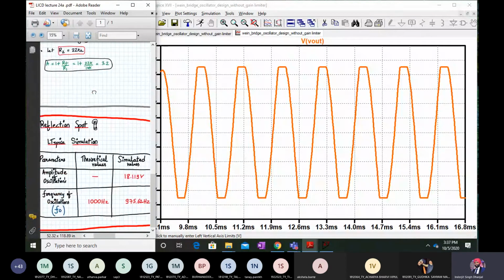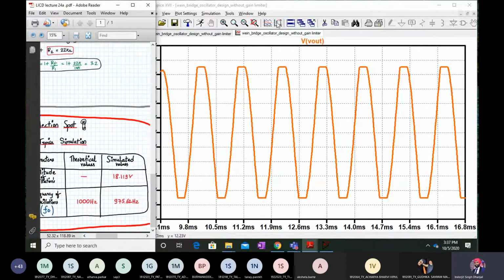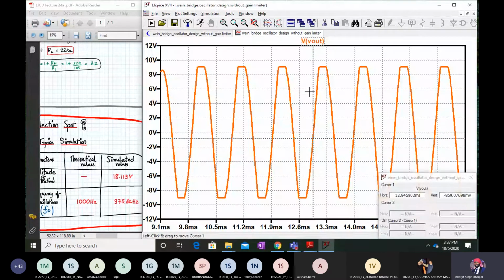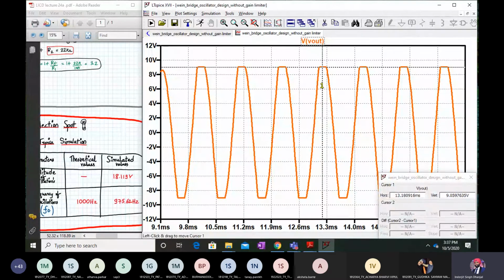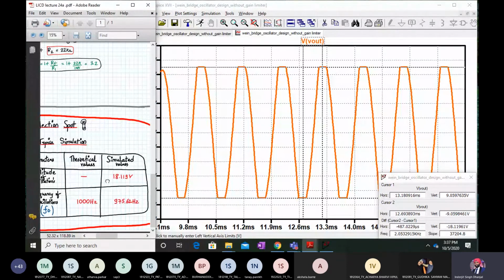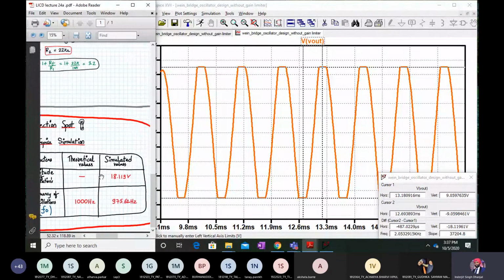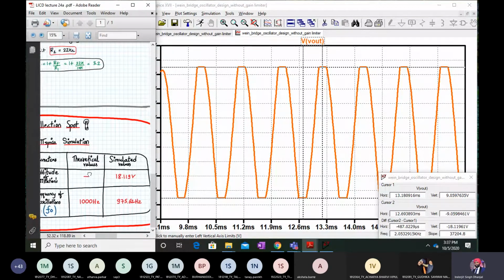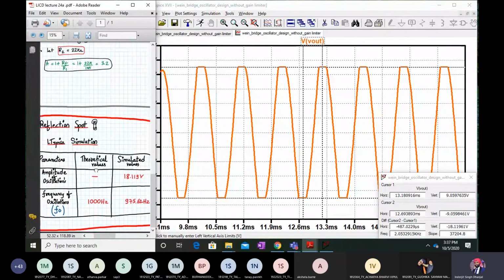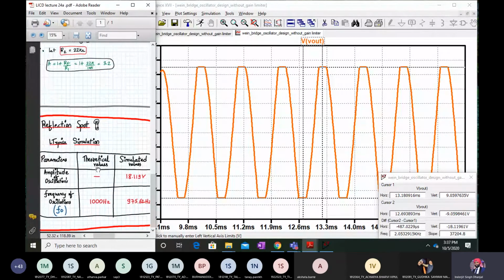Right now, let's verify what's the peak to peak amplitude. So I'll go to the cursor and keep it over here at the maximum point, and go to the cursor again and measure the peak. So I'm getting around 18.119. So here the amplitude of oscillations is 18.119 volts. Theoretically we don't need to find that.